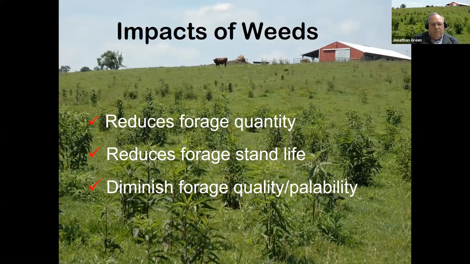So what is the overall impact of weeds? Well, there's 3 main categories. One, it can reduce forage quantity, the amount of forage that we have available. And I'm going to show you some data here in a few minutes that helps illustrate that point in regards to the impact weeds can have on forage quantity. It can also impact the forage stand life. As these plants are crowding out the desirable forages, it's going to reduce the amount of forage we have there, as well as diminish the quality and or the palatability of the forage mix that we have available for those animals to graze.